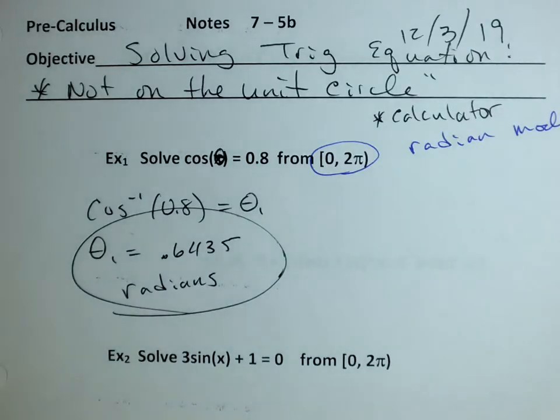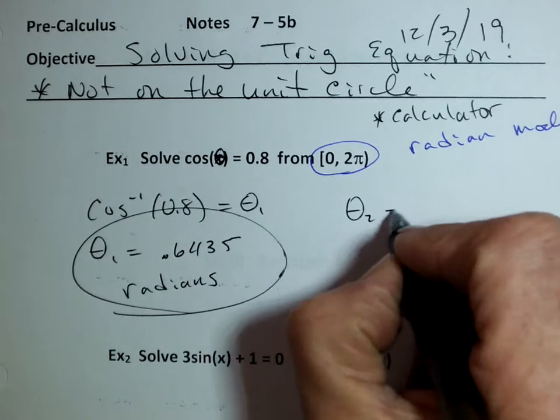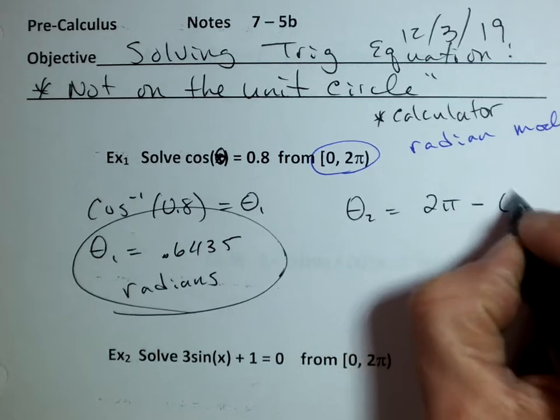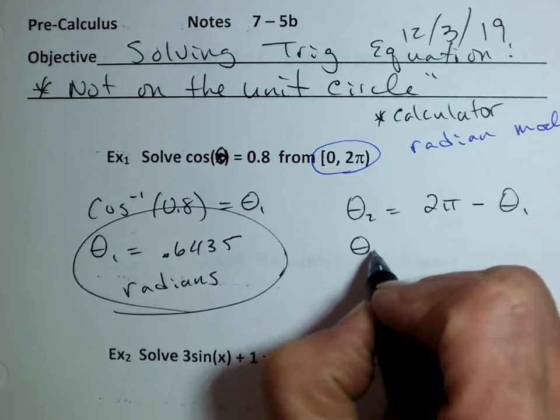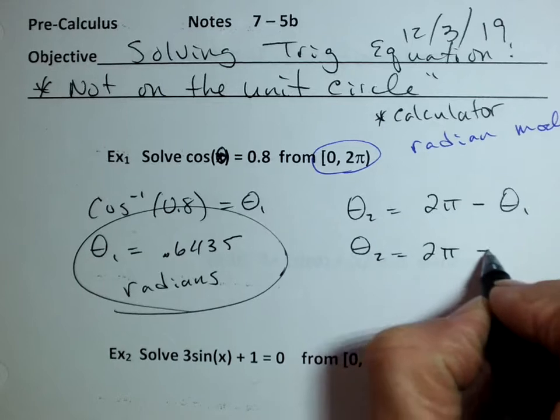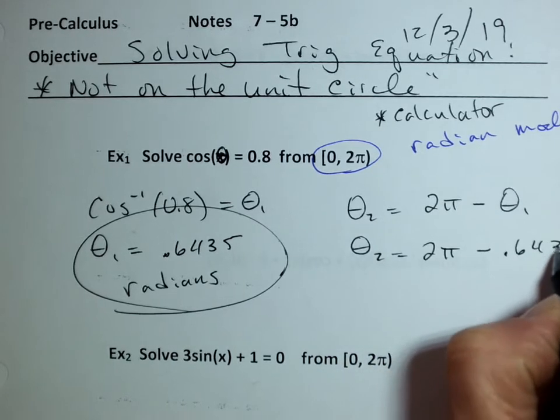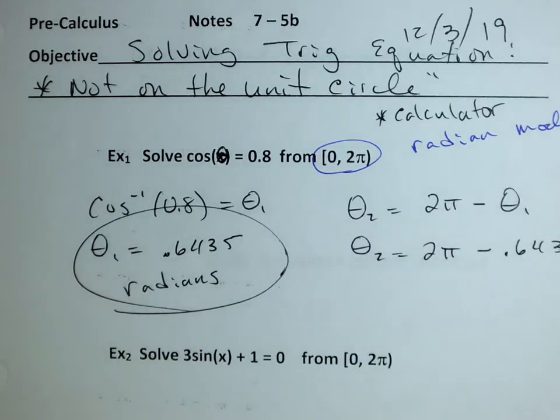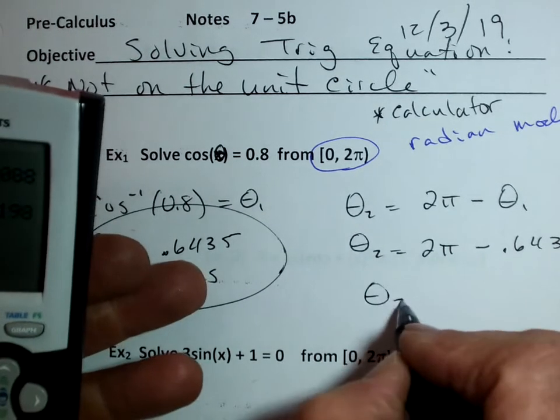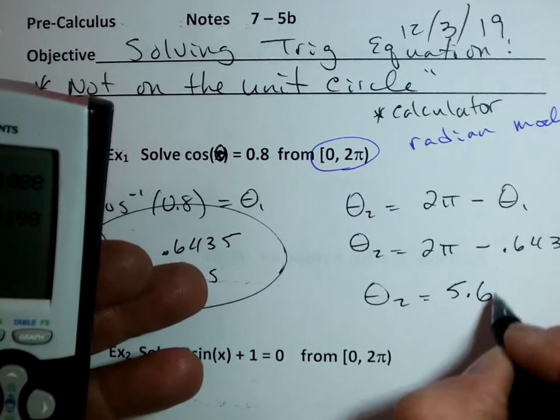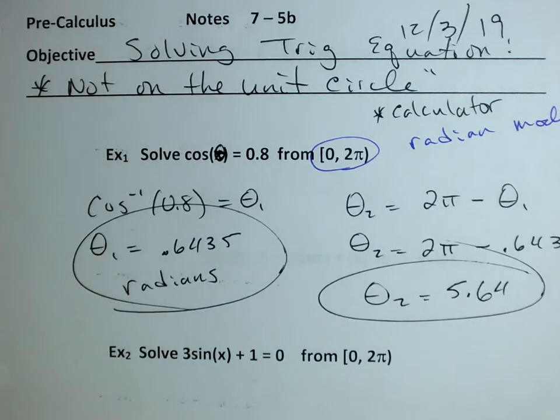Theta 2 is 2 pi minus theta 1, which is 2 pi minus my 0.6435. Calculator, right? So I'm just going to go 2 pi minus that answer, and I get an answer of about 5.64. So theta 2 is about 5.64, okay? Those are answers on the unit circle.